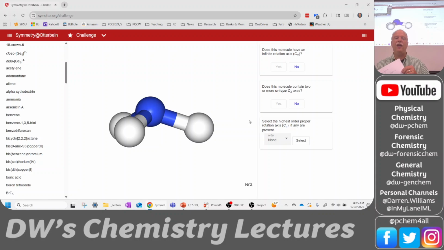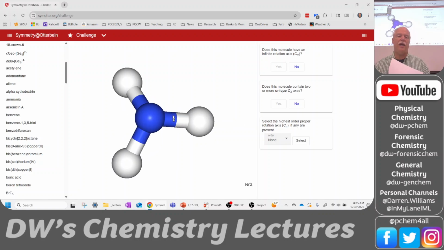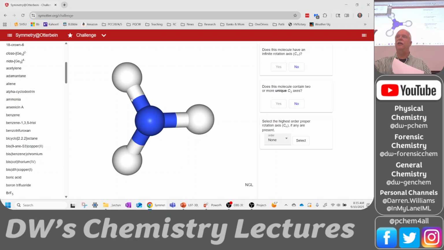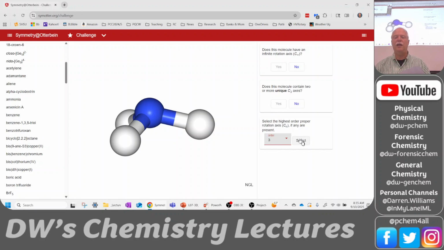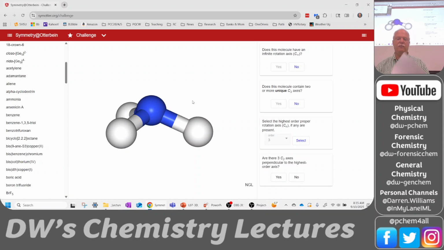So if there are any present, is there any rotation axis in this molecule? Yes, if we look right down, there's a C3 axis here. You can see that you can turn it 1/3 of a turn and you get the H's on top of each other. So we say yes. So it says select the highest order proper rotation axis, Cn, if there are any present. So we can come in here and say it is a C3. So you pick order 3 in here and hit select. Okay. So we've selected that sort of mentally, and does the molecule contain a proper rotation axis? We said yes, a C3, and now we're at this one here.